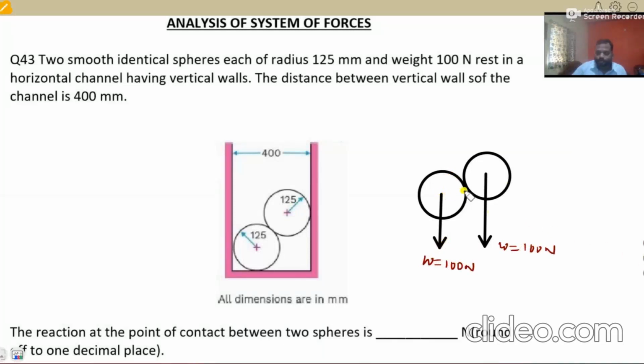Now what is given? The radius is given. How much is the radius? The radius is 125 mm. Now this is given.